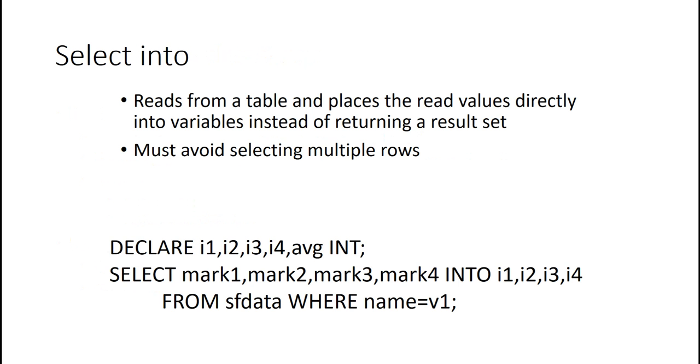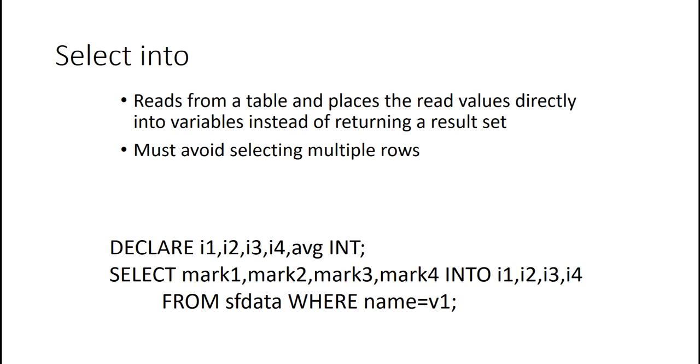Okay, how do I get a value in there? We've talked about how select can be used as sort of a not very good print statement, but how do we get a value in there to begin with? We have something called select into, and select into reads from a table and places the values read directly into variables instead of returning a result set. Now, for this to work, if you think about it, our variables are simple variables. If we do a select that gives us a whole set of multiple rows, I'm not going to have room for everything. So we have to design our selects so that we only select a single row, typically by using a where clause. So here's an example.